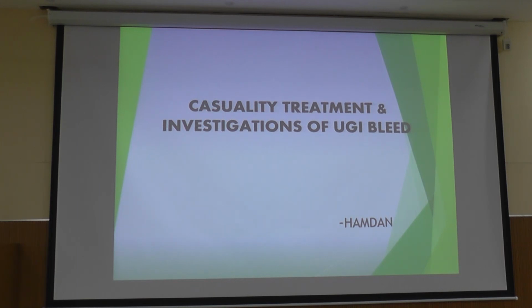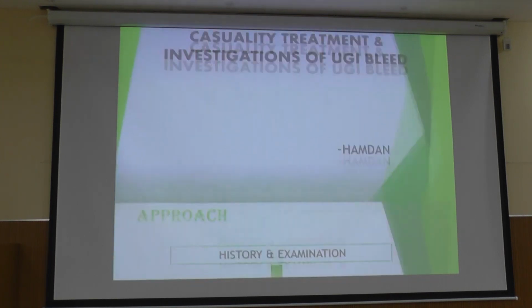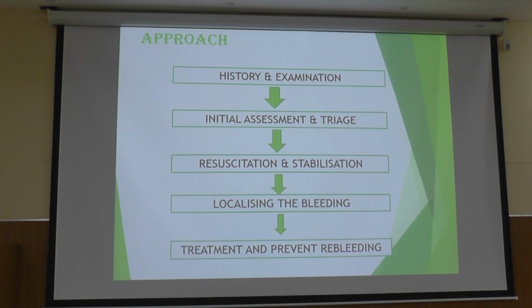Good afternoon, everyone. Now I will be continuing with casualty treatment and investigations of GI bleed. When a patient comes to the emergency department with a GI bleed, this is how we approach the patient. First, we should stabilize them, and then we take a clear history and examination. Then we proceed with the resuscitation and stabilization. Then we localize the bleeding as we find the site, and we start with the treatment to prevent further complications.